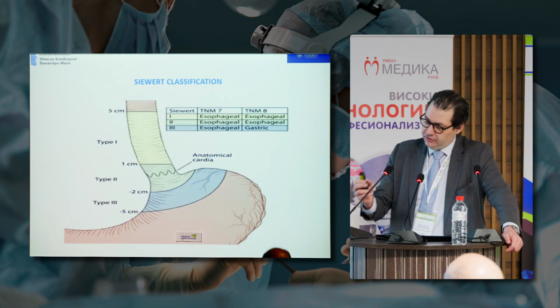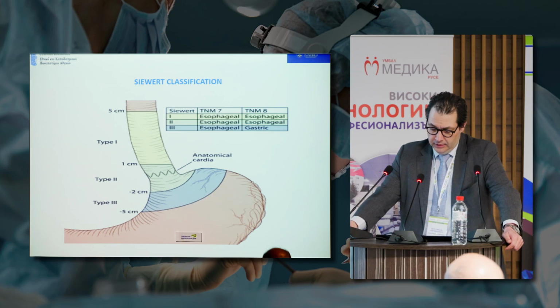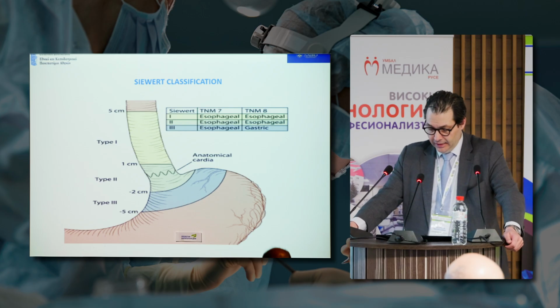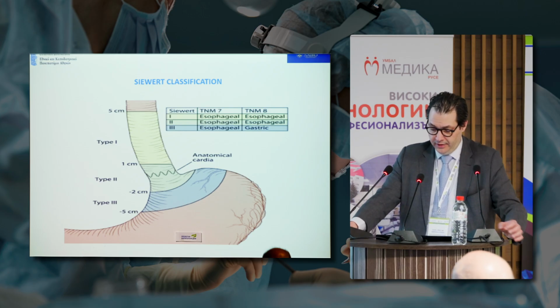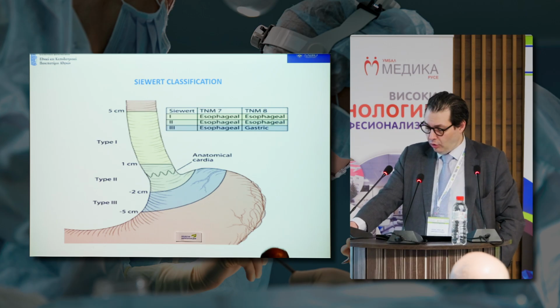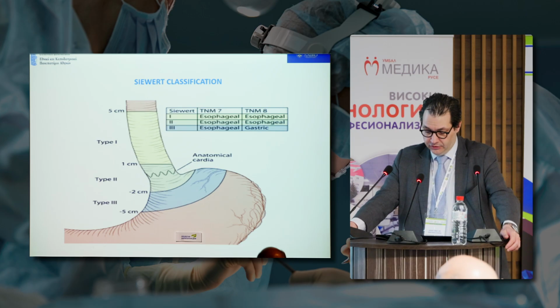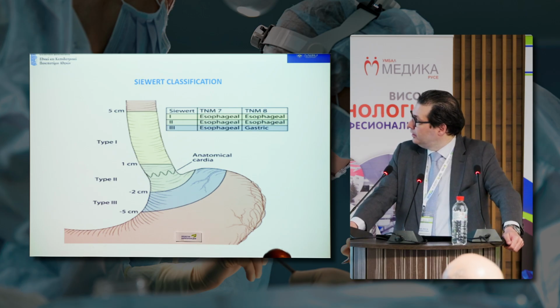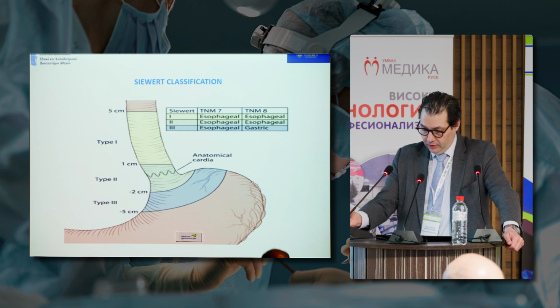This is the Siewert classification. It is well known. It is the most often used classification for these tumors, which classifies the tumors in three types, type 1, 2, and 3, according to the epicenter of the tumor, whether it is in the distal esophagus, around the G junction, the Z line, or in the stomach.